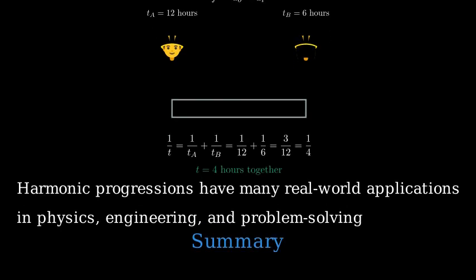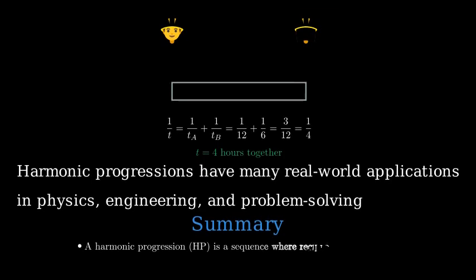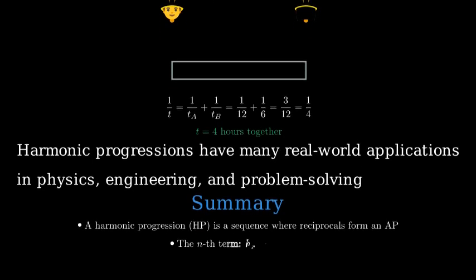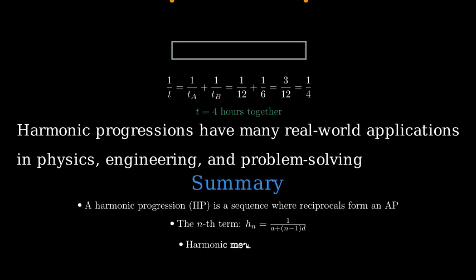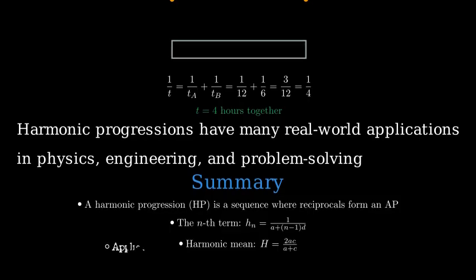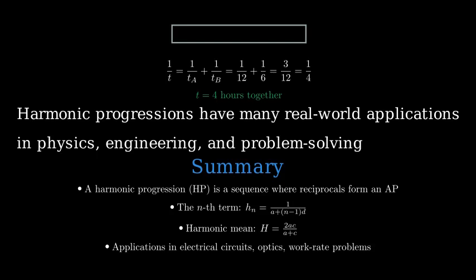To summarize what we've learned, a harmonic progression is a sequence where the reciprocals form an arithmetic progression. The nth term of a harmonic progression is 1 over a plus n minus 1 times d. The harmonic mean of two numbers a and c is 2ac over a plus c. And harmonic progressions appear in many practical applications, from electrical circuits to optics and work rate problems.